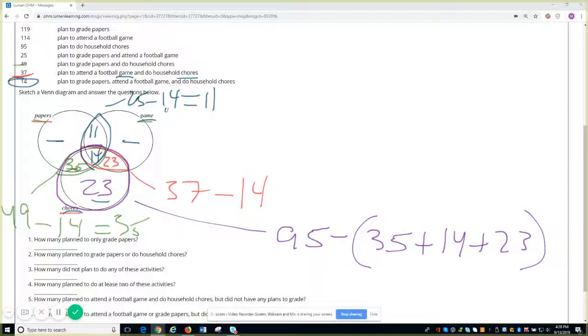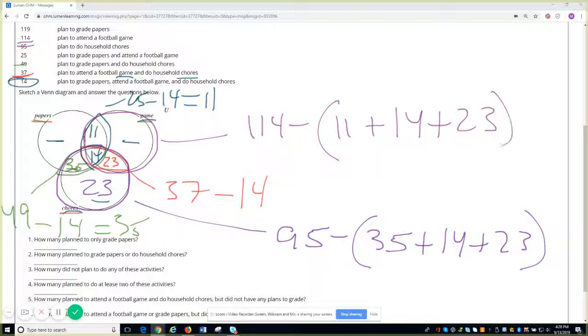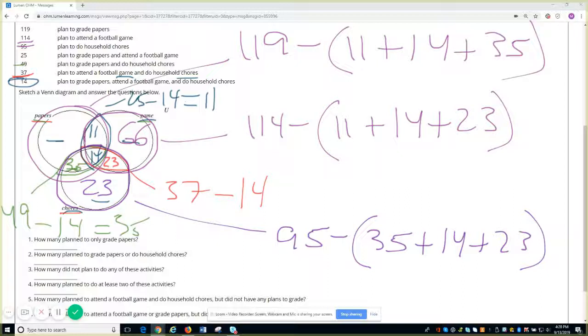Okay, then we can do the same thing with the other values. So 114 were attending the game. So that's, again, everyone who attended the game. And so to know the number of people who just attended the game, we have to subtract the 11, the 14, and the 23 that are already accounted for. 66 people are just attending the game. And then lastly, 119 are grading papers. So once again, that's everyone grading papers. 119, we're going to take out the 11 that are also going to the game, 14 for doing all three things, 35 for doing chores. Okay. So that leaves 59 who are just grading papers.